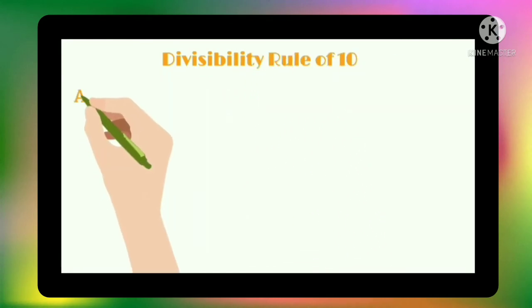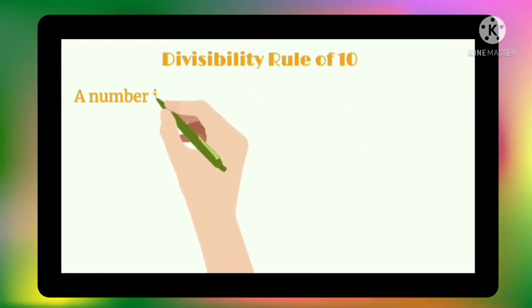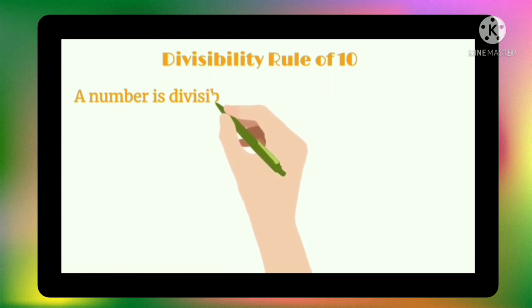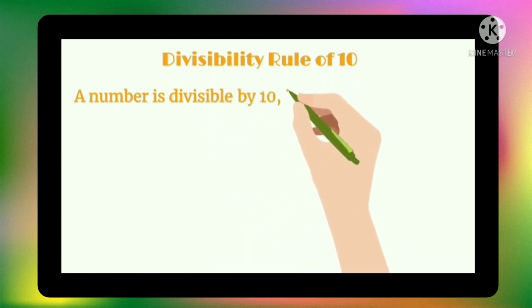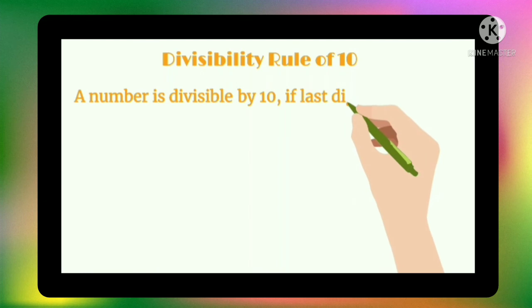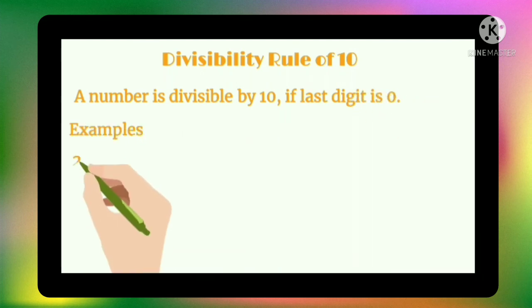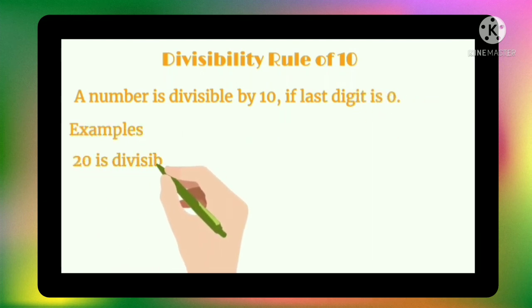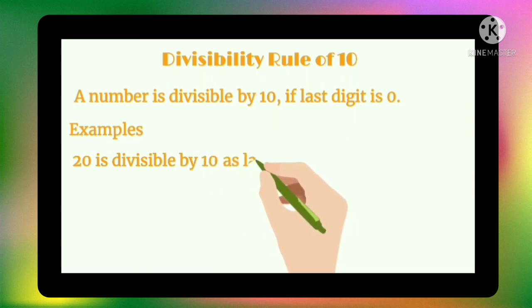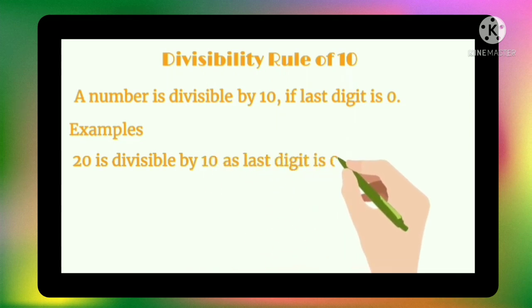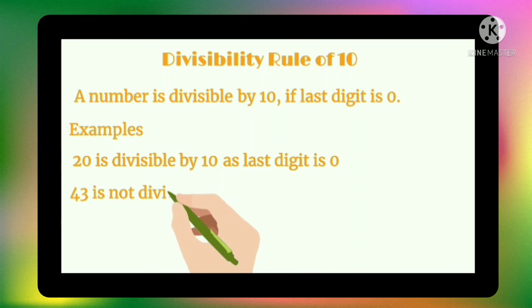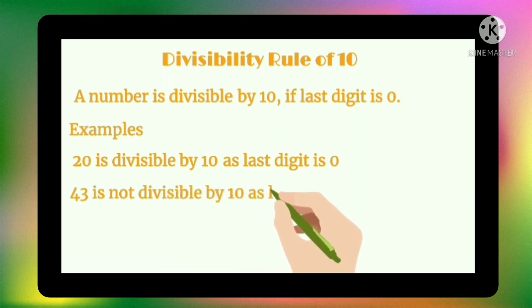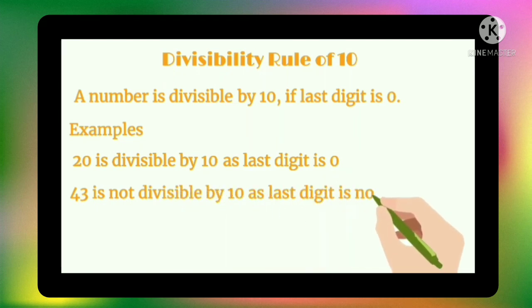Divisibility rule of 10. A number is said to be divisible by 10 if its last place contains a 0. For example, 20 is divisible by 10 as its last place is 0. In the same way, 43 is not divisible by 10 as its last place is non-zero.